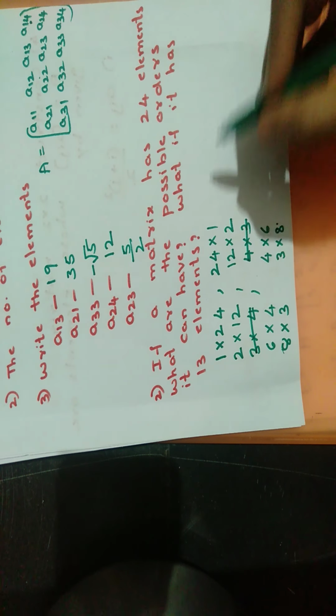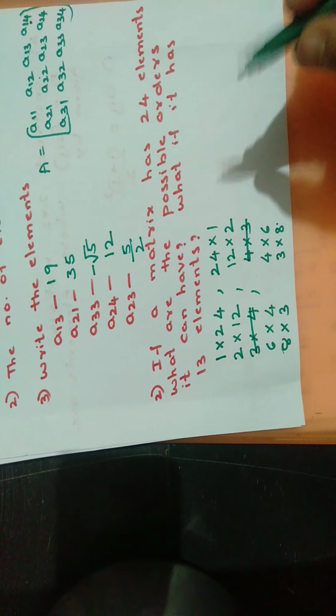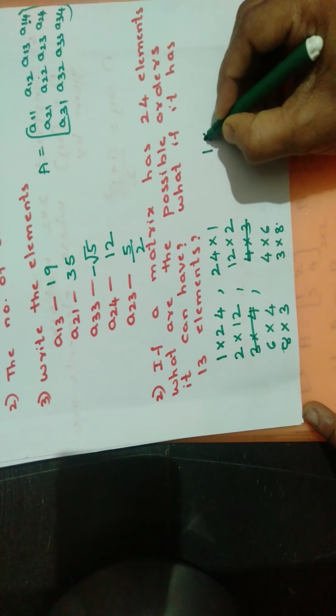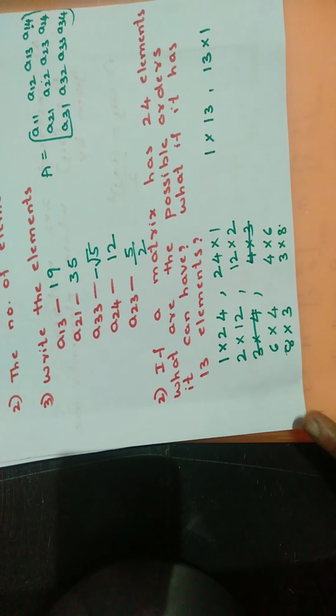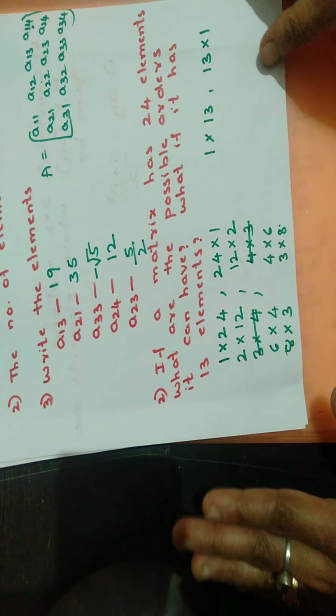Next, one more question in this example: what if it has 13 elements? 13 is a prime number, so the possible orders we can write are 1 into 13 and 13 into 1. These are the possible orders. Do you all understand, students? So this is the second question.